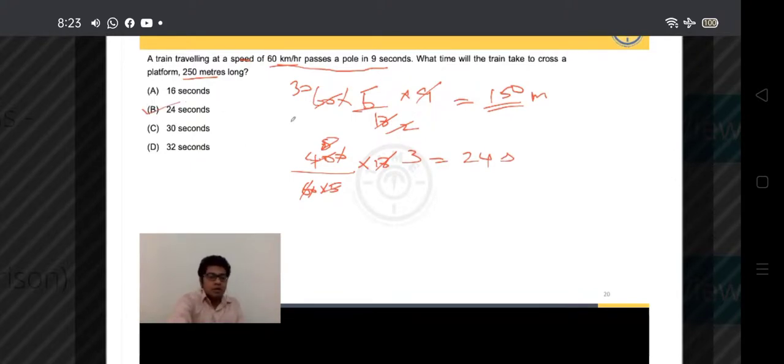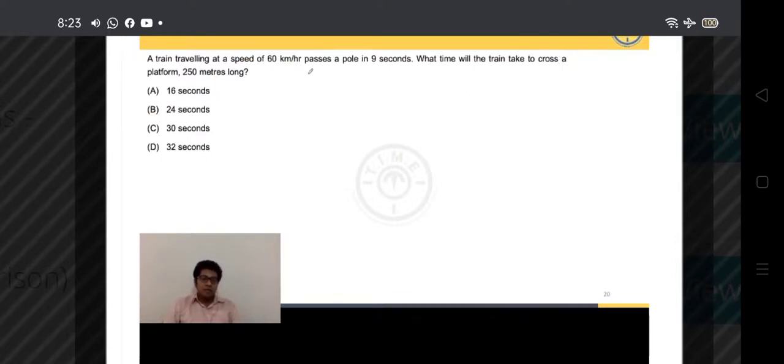Simple. So I repeat. So we have train speed 60 kilometers per hour, crossing a pole. From this I can find the length of the train, which is 60 into 5 by 18 into 9, which will give me 150. Platform length is 250, so the total distance is 400, divided by speed of the train, which is nothing but 60 into 5 by 18. If we simplify this, I'll have 24 seconds. The answer is 24 seconds.